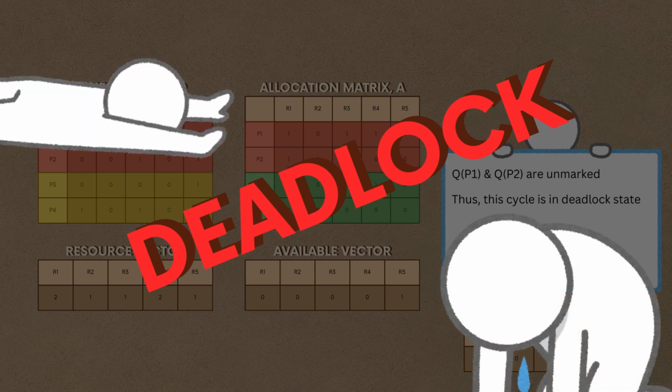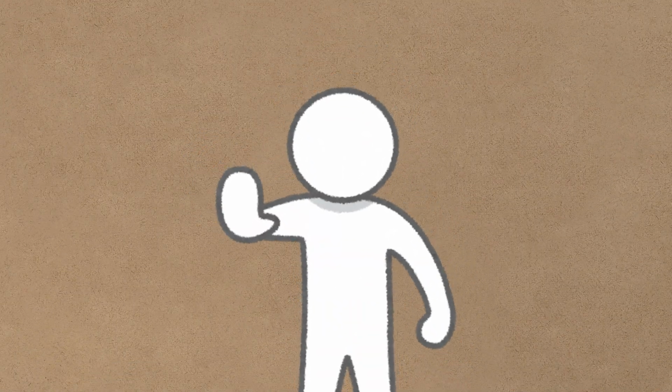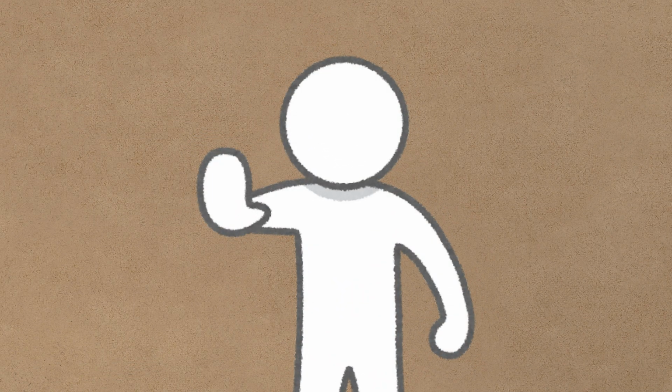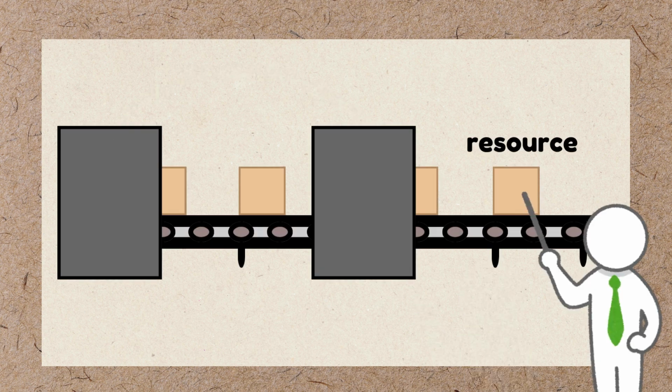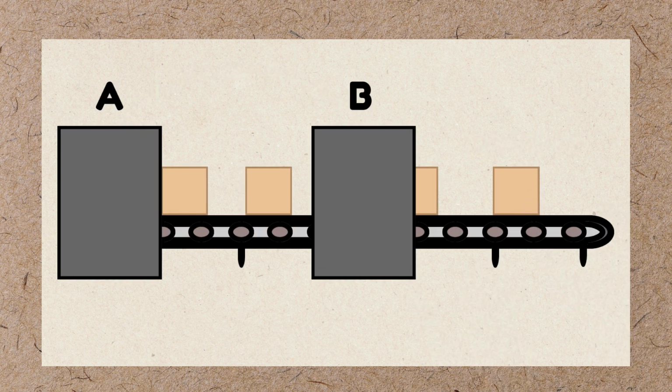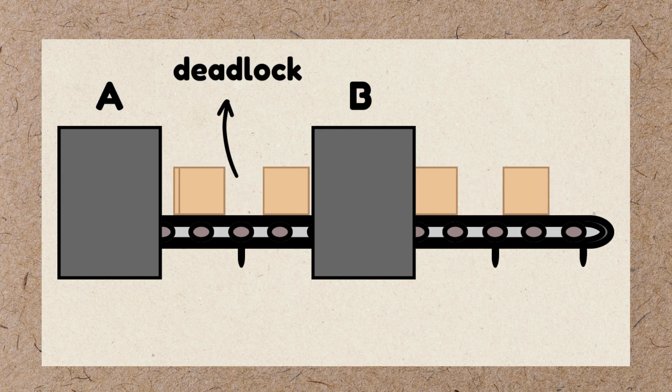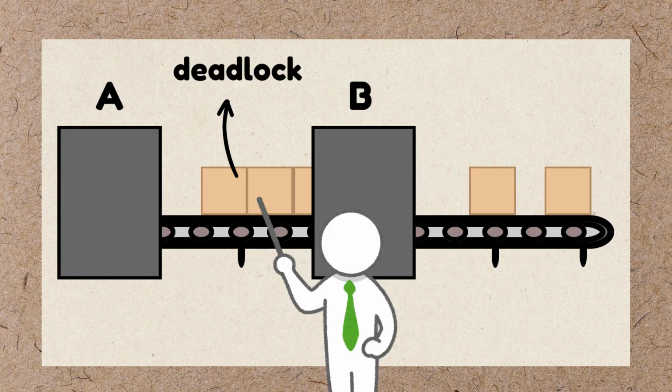No, no. But not to worry, we have a solution. Here, let me make it simple for you. Imagine the machines are the processes and the boxes are the resources. Machine B must wait for machine A to finish its task before it can begin its own process. Deadlock happens when all the processes wait for each other to finish.